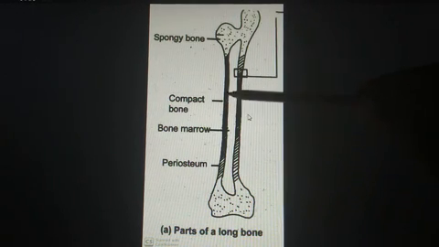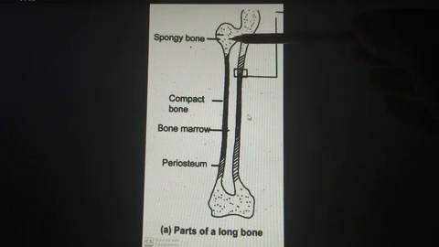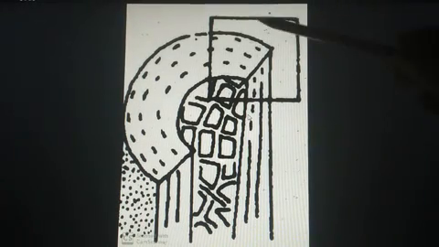In this region the blood capillaries and nerves are present. Here the fat cells are stored, which is also called yellow bone marrow, and inside this region red bone marrow is present, which produces WBC, RBC and platelets. So this is the structure of a bone.